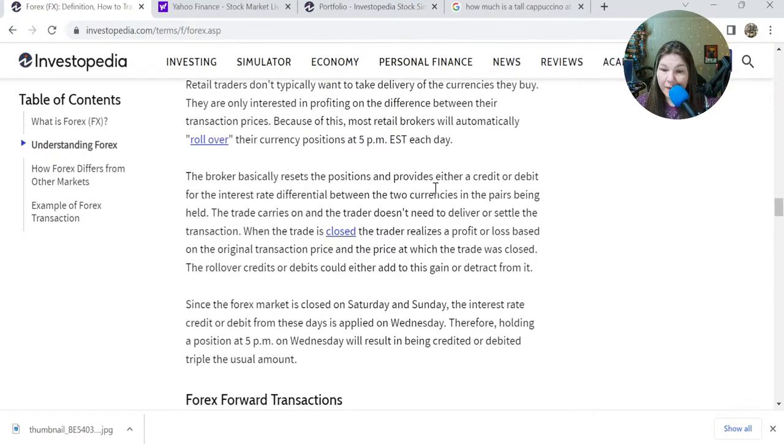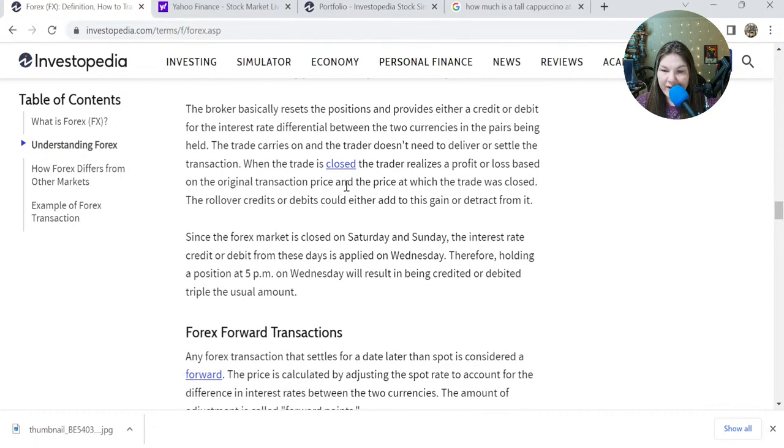The trade carries on, and the trader doesn't need to deliver or settle the transaction. When the trade is closed, the trader realizes a profit or loss based on the original transaction price and the price at which the trade was closed. The rollover credits or debits could either add to this or detract from it. So they could add to the gain or take away from it.